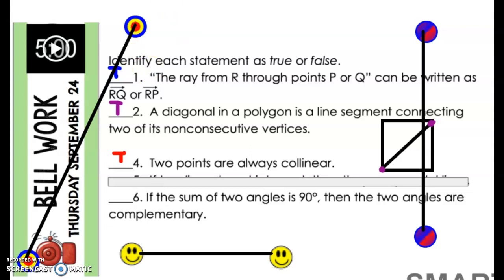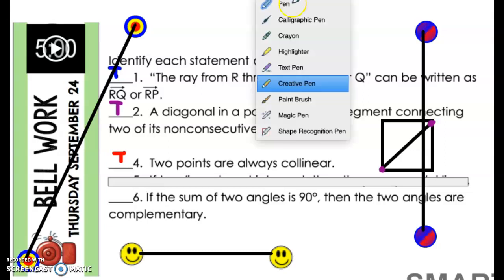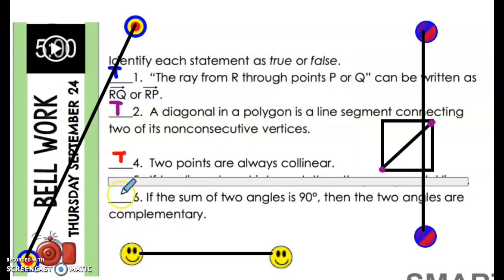So number 6, if the sum of two angles is 90 degrees, then the two angles are complementary. That is true, because we know that complementary means the two angles add up to 90 degrees.